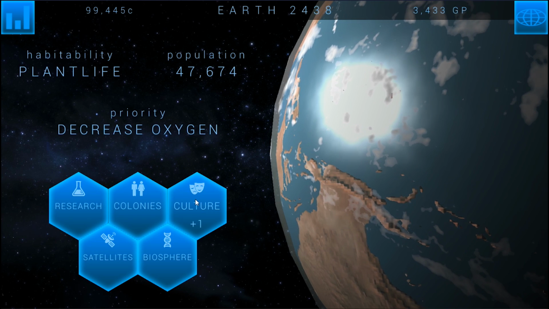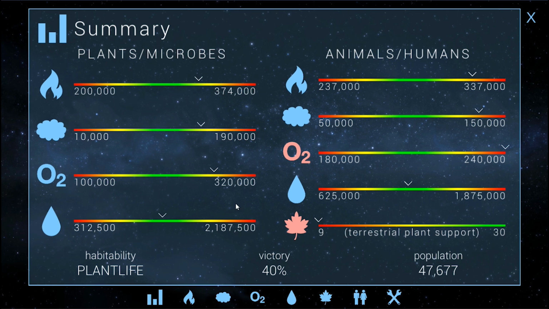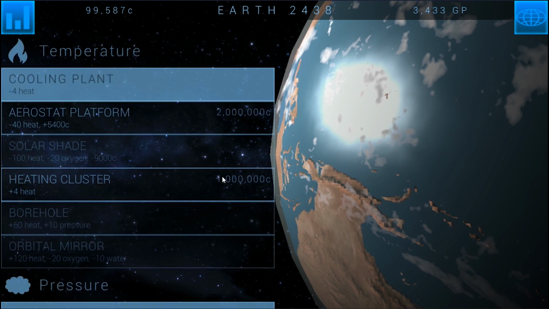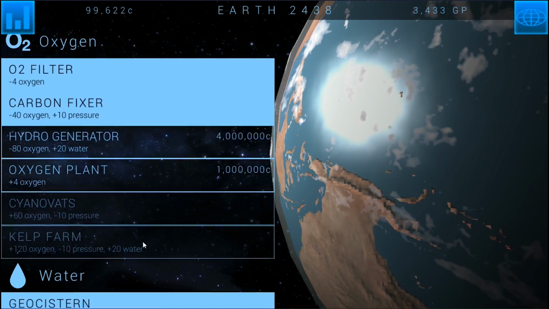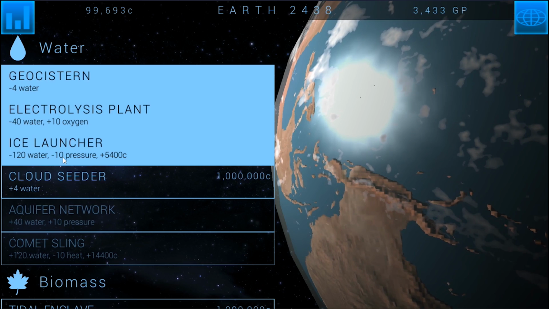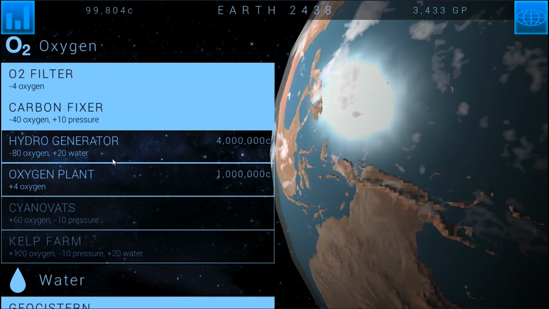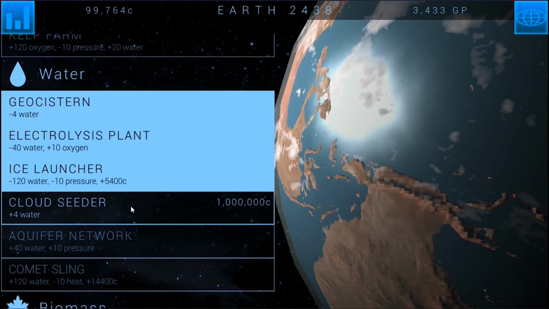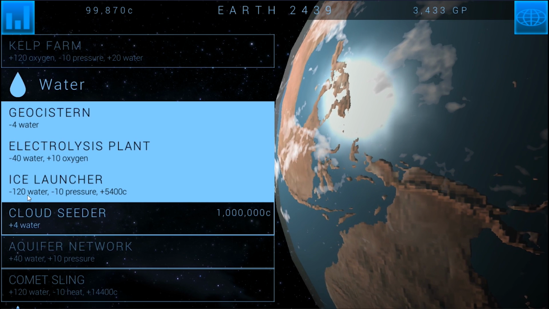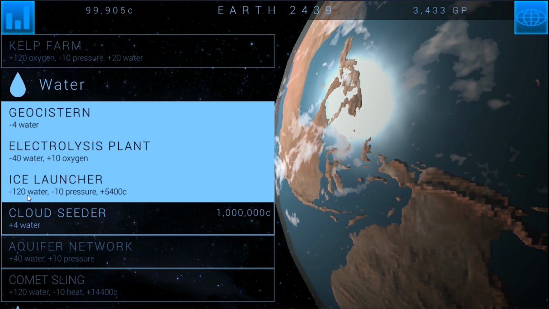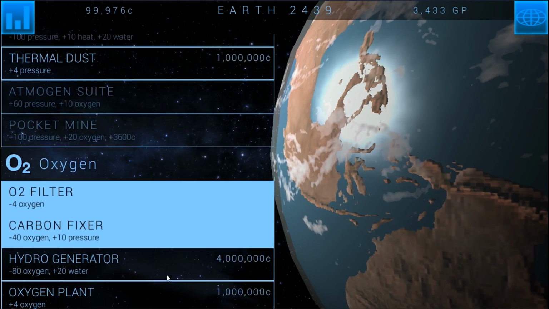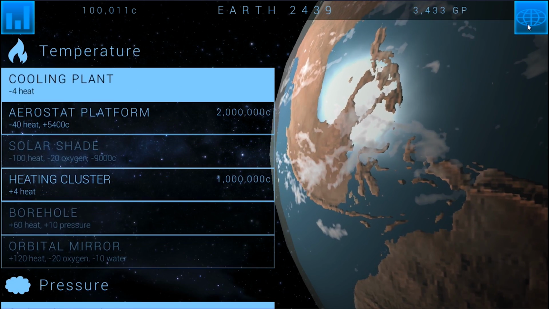So what would really help us at this point would be the ice launcher, which I can build. If we take a look at the ice launcher, it will do minus 10 pressure, so that would actually cancel out the carbon fixer, so I wouldn't have to do anything to cancel that out. But it is a minus 120 water, which we don't need to do right now unless we upgrade our HAB units or we build new ones.